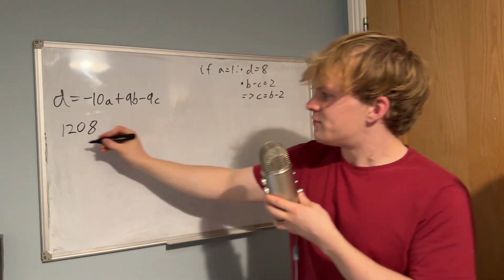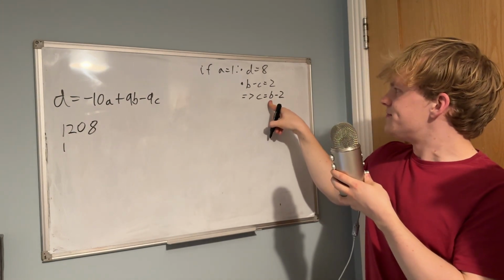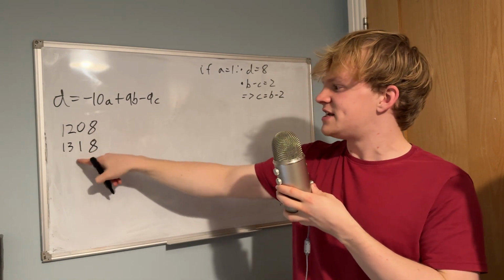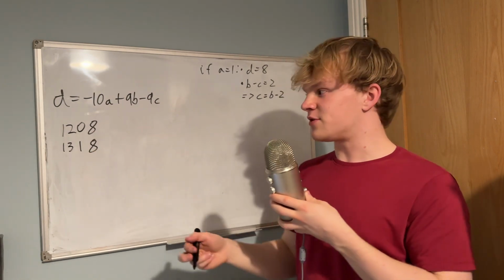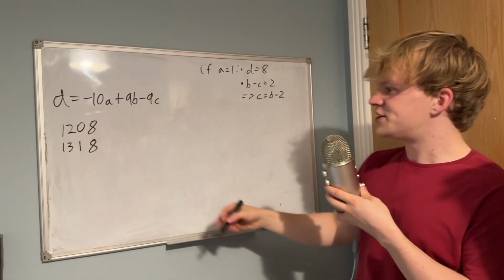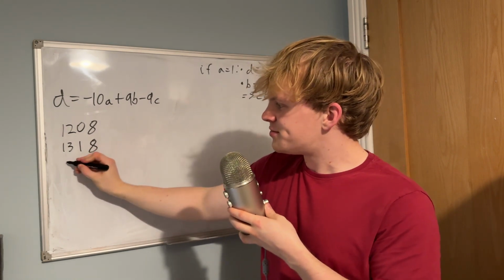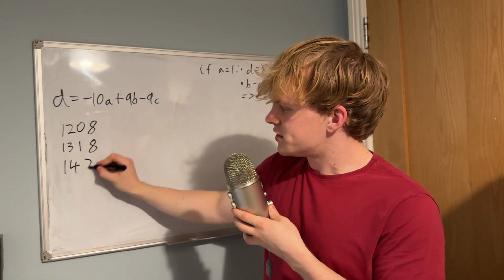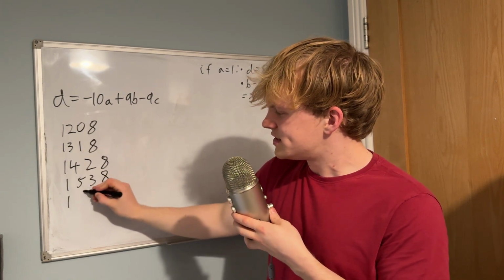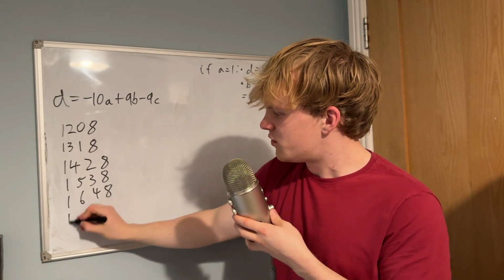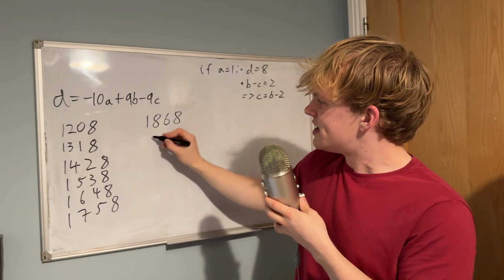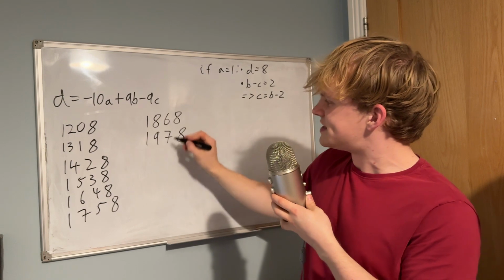Perfect. So again, we can start with 1, and then if B is 3, C will be 1. So 1, 3, 1, 8. 13 plus 18, 31. Good. So I'm just going to keep doing this for all the numbers. You can see this second digit is increasing by 1, and so is the third, which makes sense because of this linear relationship. So if one goes up, the other goes up. So next one will be 1, 4, 2, 8. Then we'll have 1, 5, 3, 8. 1, 6, 4, 8. 1, 7, 5, 8. 1, 8, 6, 8. And of course, the one we were thinking about, 1978.